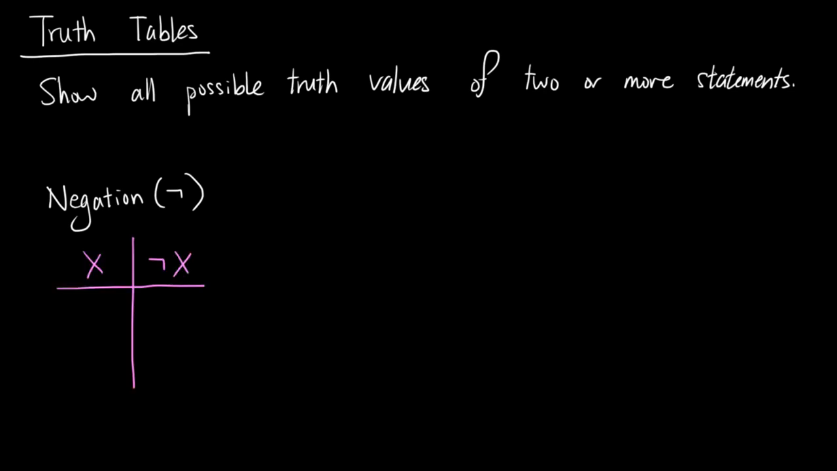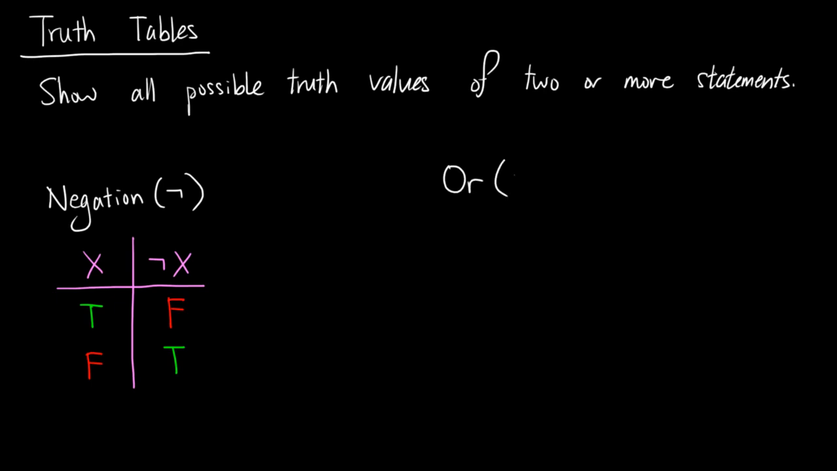We know that x can be either true or false, which are represented by T and F respectively. The negation of x is defined such that it is false when x is true, and it is true when x is false. So this is the truth table for the two statements.